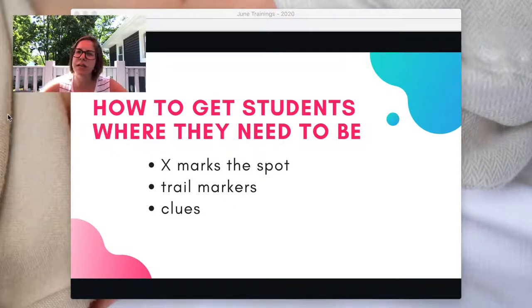Then you need to figure out your trail markers. Well, I guess before even that, you need to figure out how students are going to be able to see that. So thinking about my latitude example, how could I have students literally see or figure out that it gets colder as you move toward the poles?